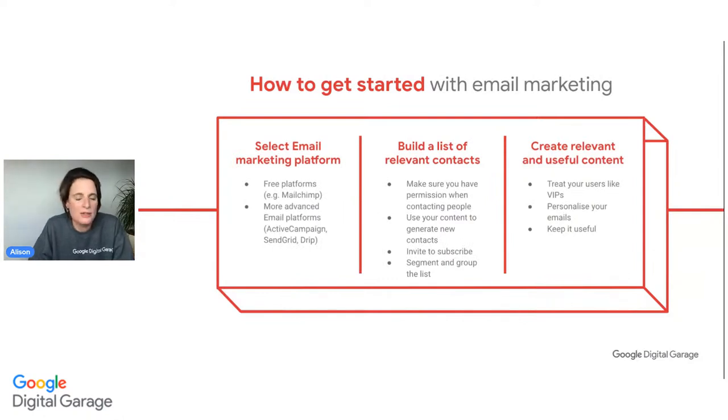So, how do you get started with email marketing? Well, don't use your own personal email account. Use an email marketing platform. There are many email providers out there that offer similar features, so make sure you compare against the functionality that you need. There are free platforms, like MailChimp, which has a certain amount of emails you can send for free, and there are more advanced platforms such as ActiveCampaign, which is a CRM type system. So it's really going to depend on what you need to get out of it.